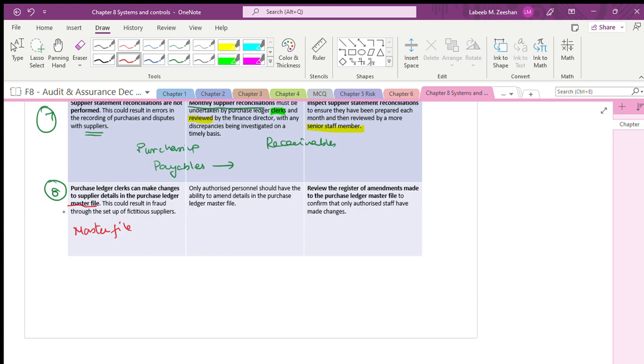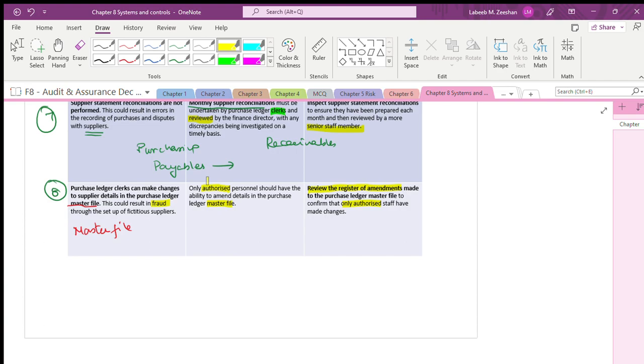This could result in what? What if anything happened to the master file? It means it is a fraud. Only an authorized person should have the ability to amend details of the purchase ledger master file. Only the people who are authorized. What is the test of control? You are reviewing the register of amendments and changes, and making sure that only authorized persons have access to it.